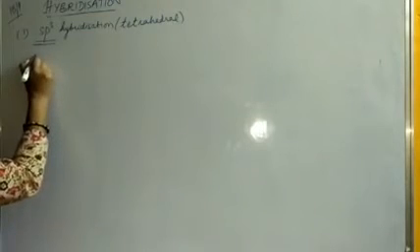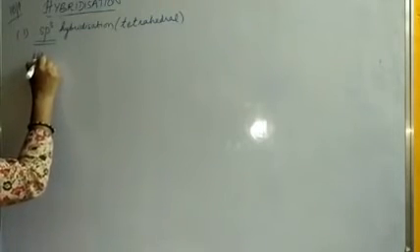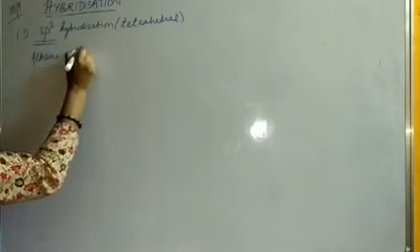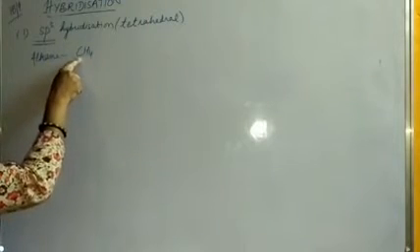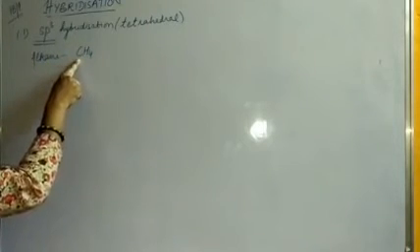Now, students, let us take the example of an alkane here. Right, that is methane. Let it be methane. Right, students? So first, the central atom will undergo the hybridization. So here, students, the central atom is carbon.